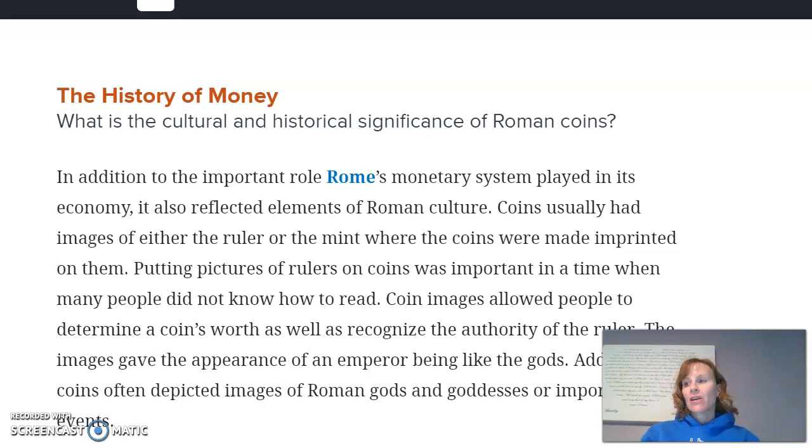Monetary. Monetary is having to do with money. Anything having to do with money, you would talk about the monetary value of it, the money, how much it's worth. Economy. When we talk about our economy, we're talking about the wealth or the resources of a certain area.